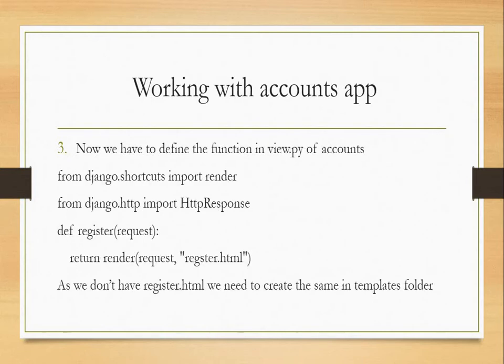Once this is done, we have to define a function in views.py of accounts. So what should the function be? Here I am returning render request register.html. At present I am not working with anything else, only register.html. Register.html is a file created in the templates folder, as I required a register page. What do I need in the register page? Username, password, then first name, last name. All these details are required. So at present I will work with register.html.